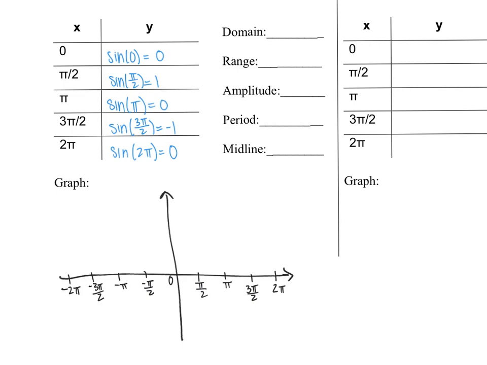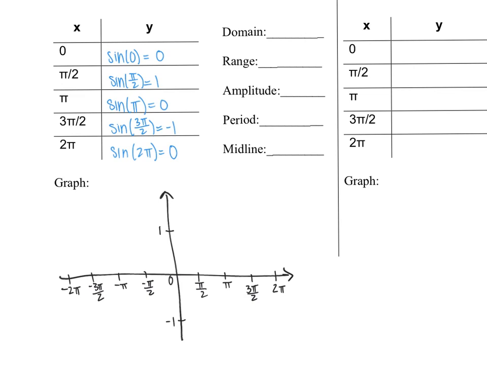So what I want us to notice is, what is the lowest y value here? Well, it's negative 1. So that means the furthest I'll go down is negative 1. The highest y value here is positive 1. And so I'm going to place a positive 1 up here so I can reach that far.